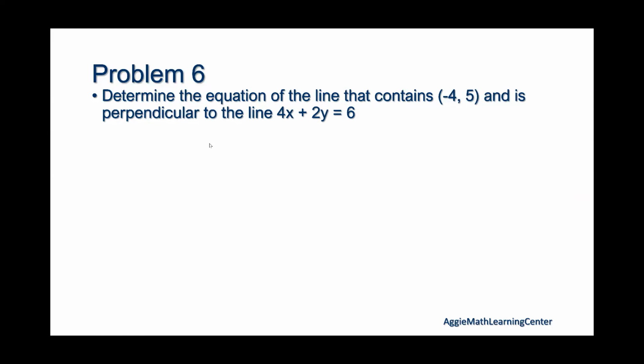All right, so we want to determine the equation of the line that contains the point (-4, 5) and is perpendicular to the line 4x plus 2y equals 6. So this is what we were talking about before. If lines are perpendicular, their slopes are, I believe, reciprocal. So it's the opposite of the reciprocal.